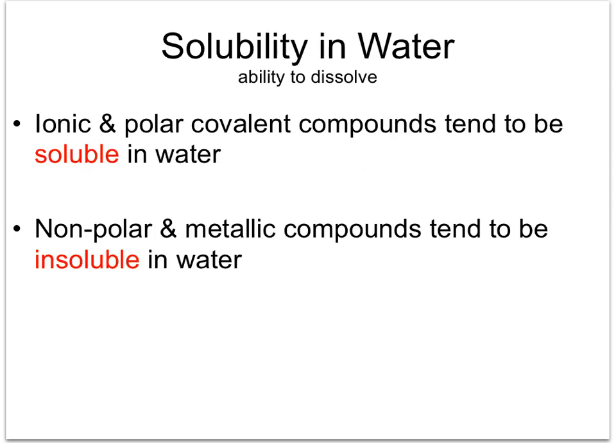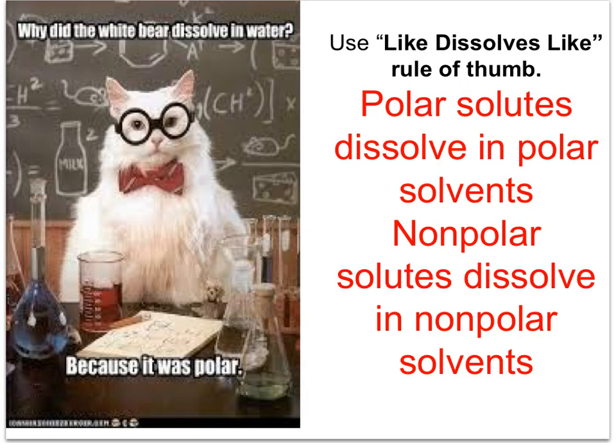Another property is solubility, the ability to dissolve, and in this case in water. We're going to find out that both ionic and polar covalent compounds tend to be soluble in water, and nonpolar and metallic compounds tend to be insoluble in water. One of the quick ways to determine this would be to use the rule "like dissolves like," which basically says that polar solutes dissolve in polar solvents and nonpolar solutes dissolve in nonpolar solvents.